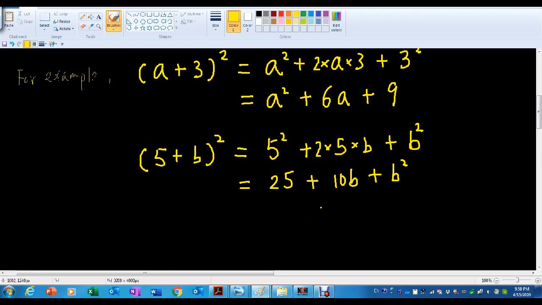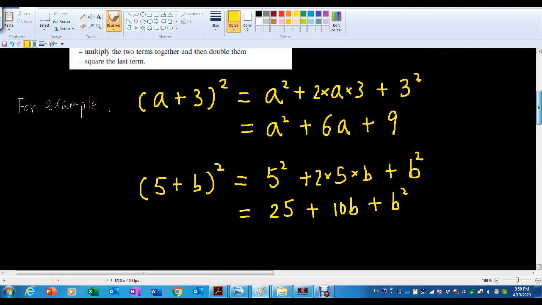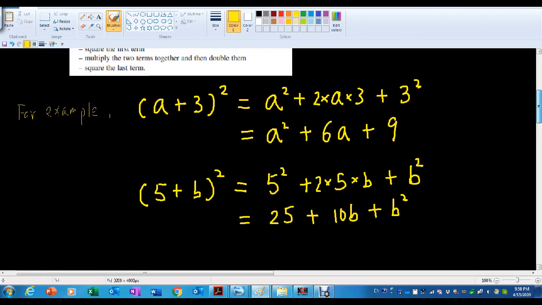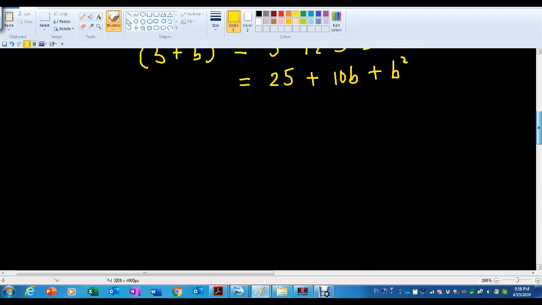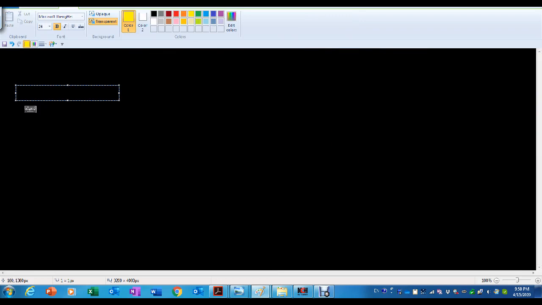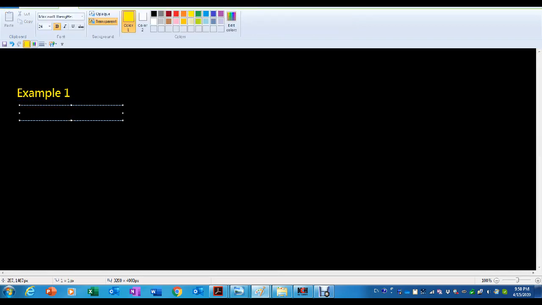Alright, so that would be a question like this. They're not difficult, are they? Let's do one example here. Example 1: you are asked to expand and simplify.